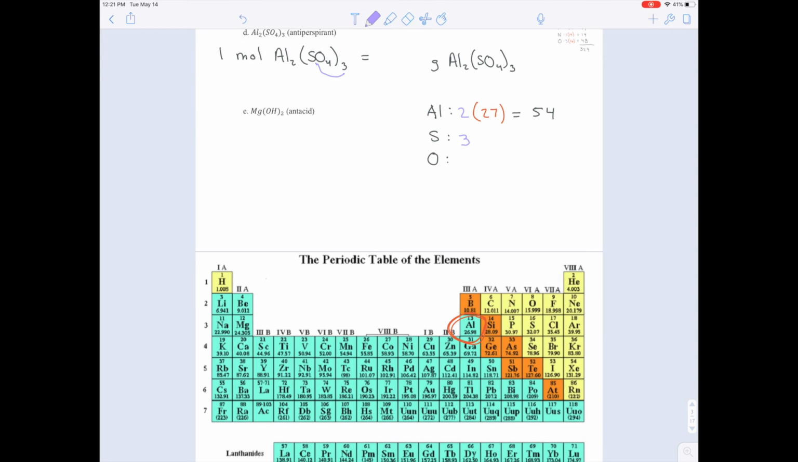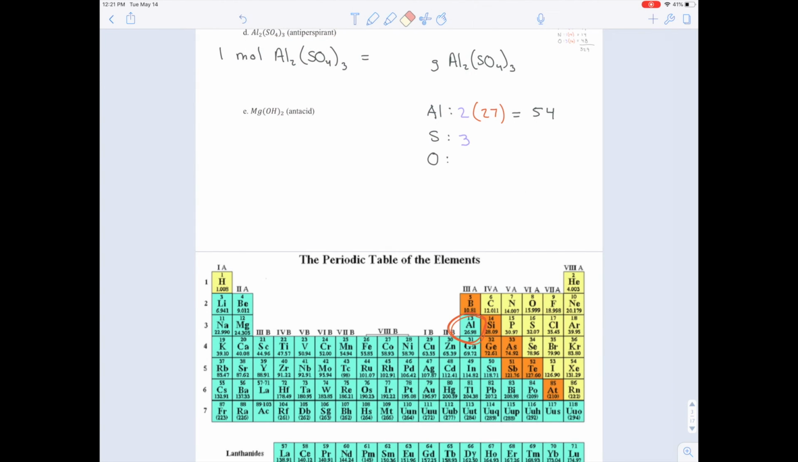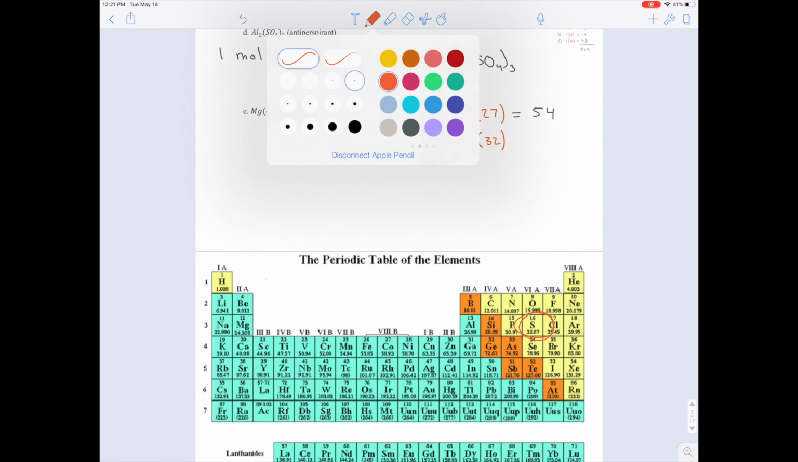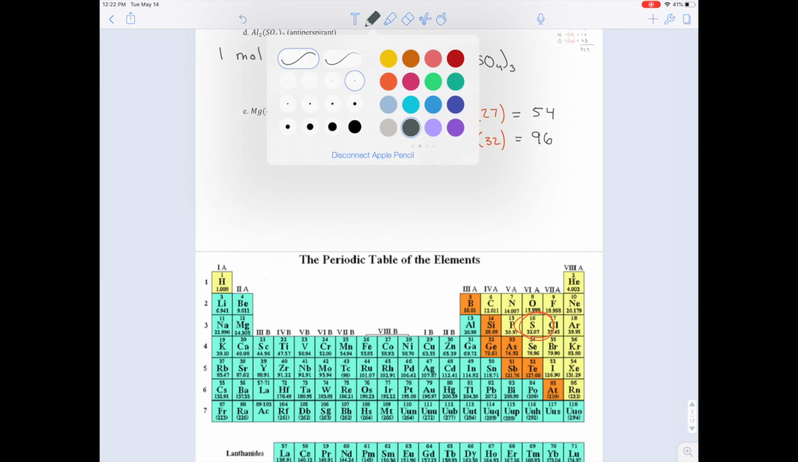So it's 3 times 1 sulfur. So 3 sulfurs. If we go to the periodic table, we can see that 1 mole of sulfur weighs 32 grams. So altogether, if 1 mole weighs 32 grams and you have 3 moles, you would have 96 grams coming from the sulfur in this compound. All right, now the oxygen.